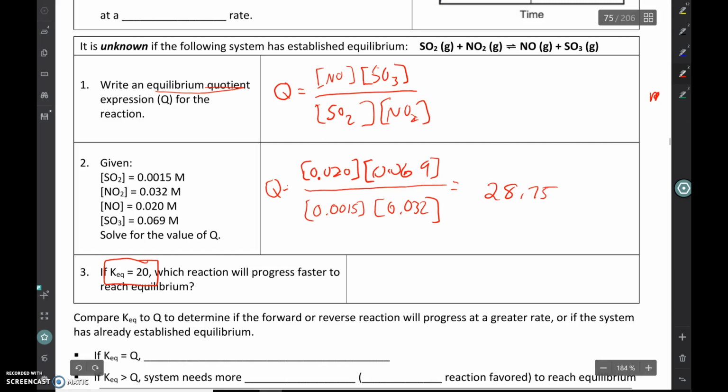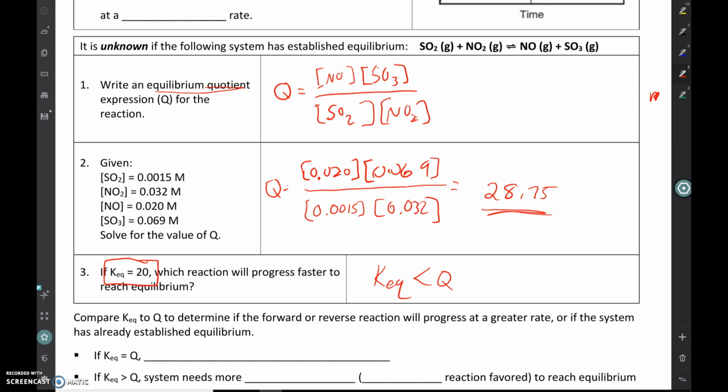In this case, KEQ is less than Q. So if we really think about what this means, we have too many products and not enough reactants because the number 28.75 is greater than 20. I need the numerator to be smaller and the denominator to be bigger.